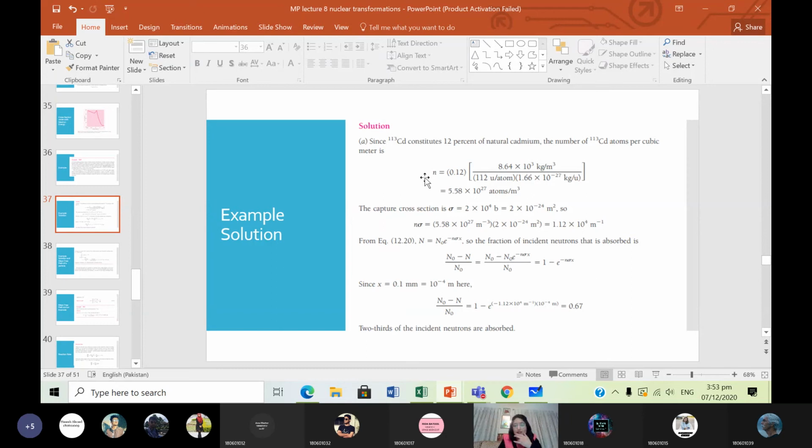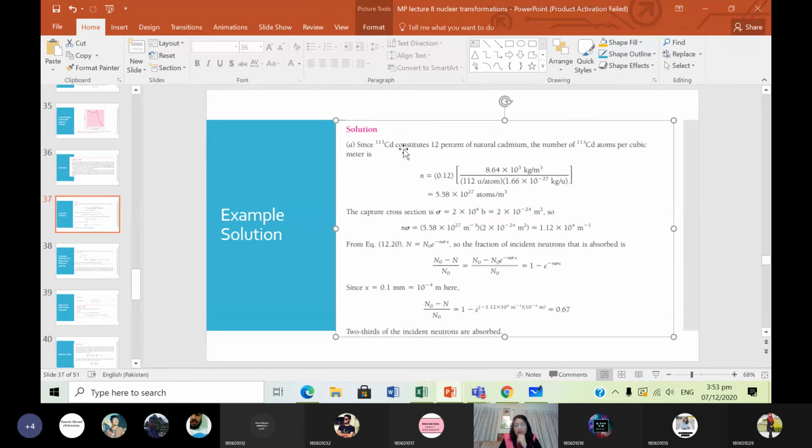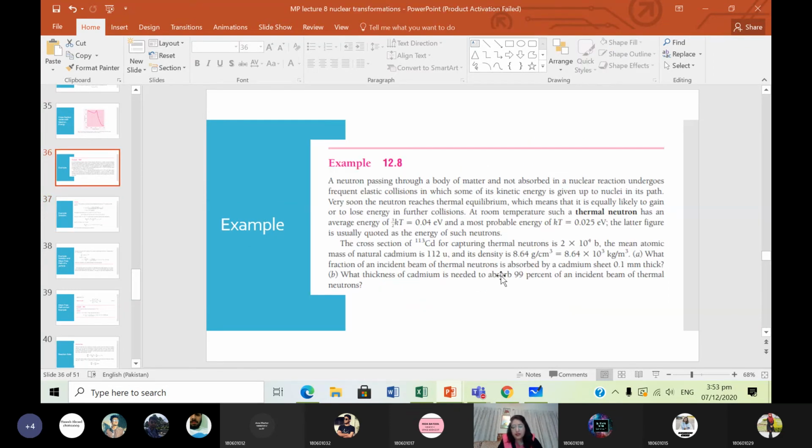So this is the number of cadmium atoms per cubic meter, and because cadmium-113 constitutes 12% of natural cadmium, we have to multiply this by 12%. And obviously I would give that in the question if something like that comes, okay?